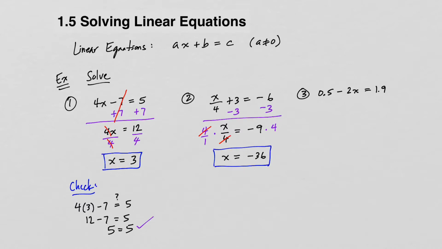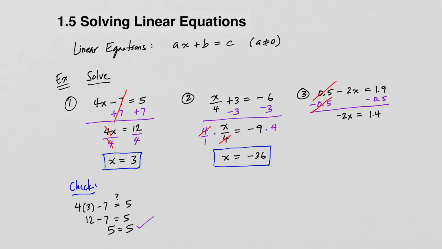In example 3, it's pretty much the same type of equation, but I've put a couple of decimals in the problem. Please understand that you still do the problem the same way. So to get x by itself, I'm going to subtract 0.5 from both sides. This will cancel positive 0.5 and negative 0.5. And on the left-hand side, we're left with negative 2x is equal to 1.9 minus 0.5 is 1.4.